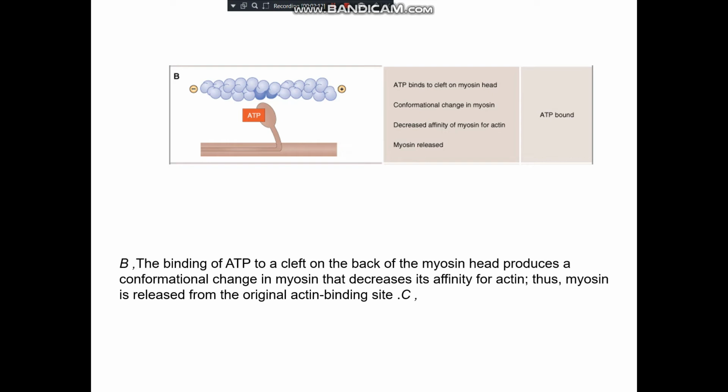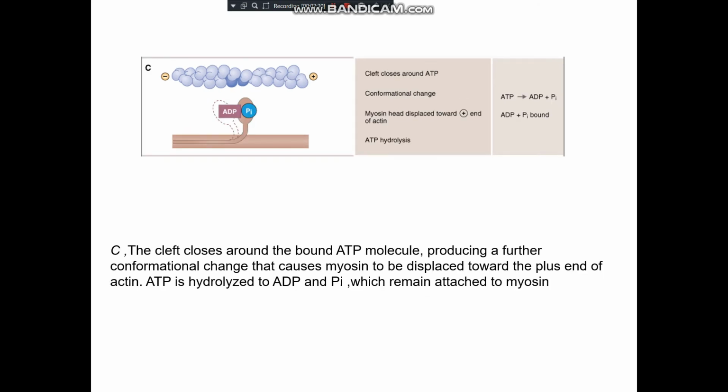And once the attachment is detached, the position is no more called the rigor position. See, upon the cleft, once it is detached, the cleft closes around the bound ATP molecule and brings further conformational changes, makes the myosin to be displaced toward the plus side.